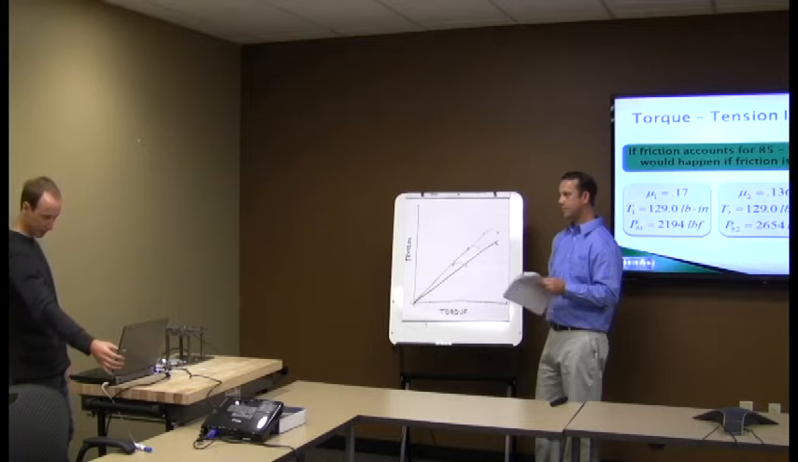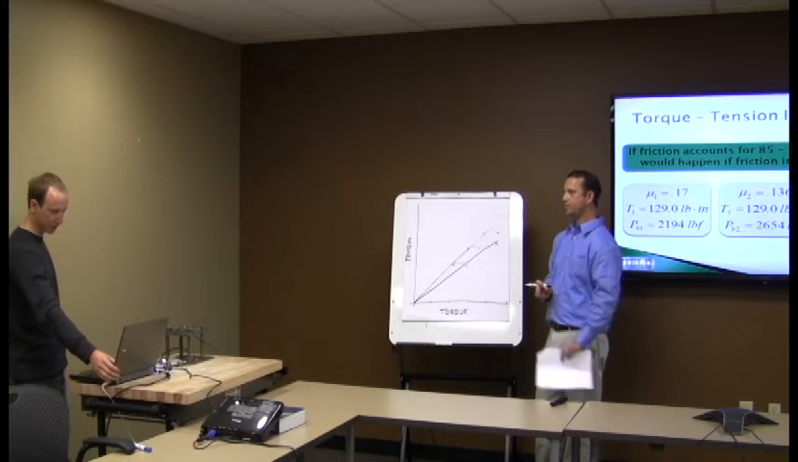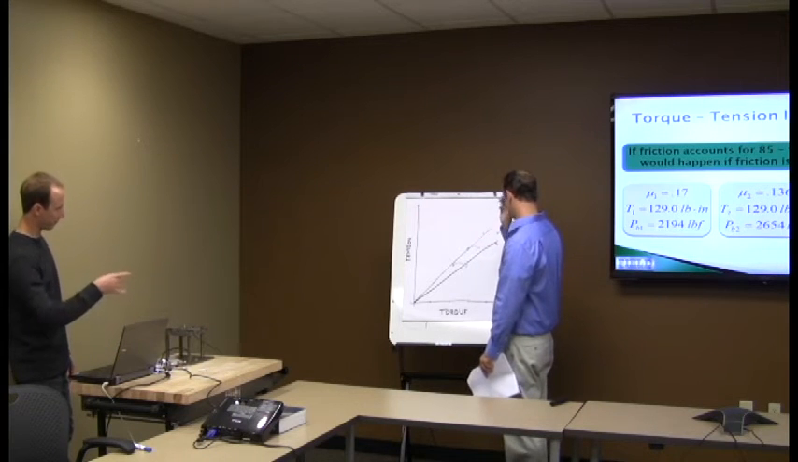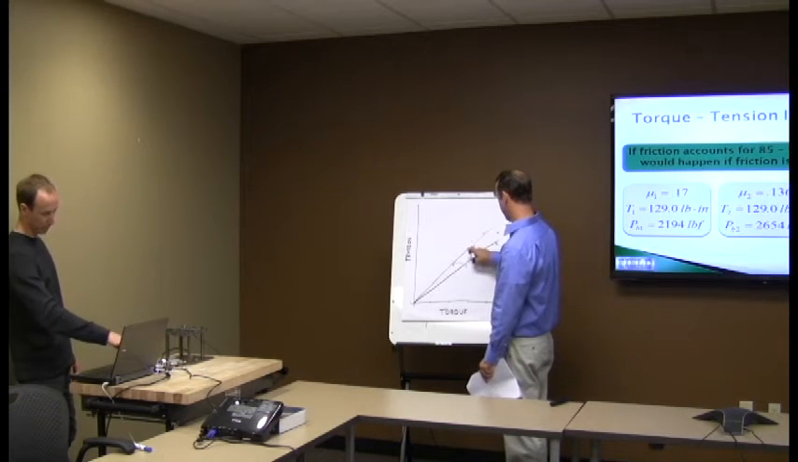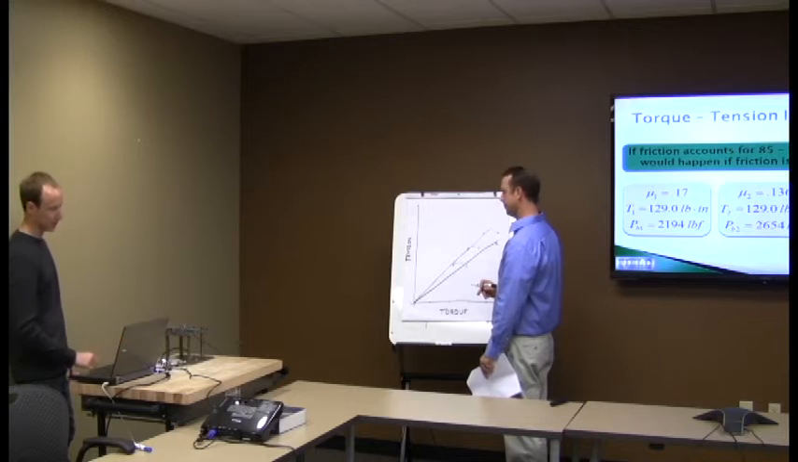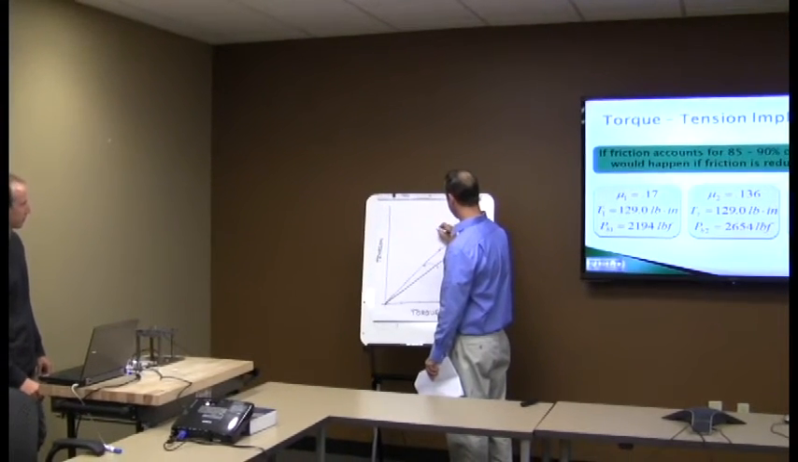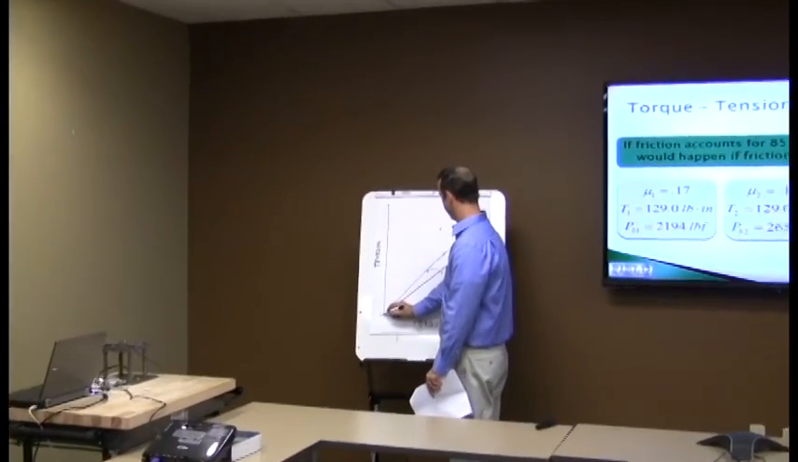This time, we got up to 160 inch-pounds of torque, which is about where the grade 5 was for torque. But we now got up to 3,600 pounds of clamp, which is quite a bit higher.